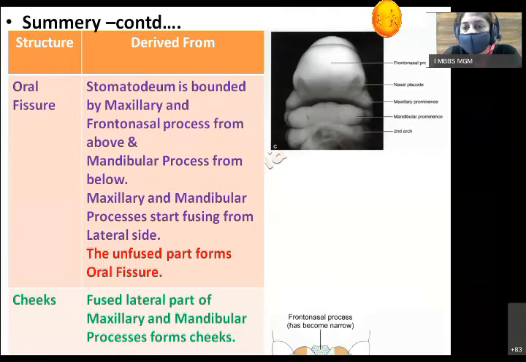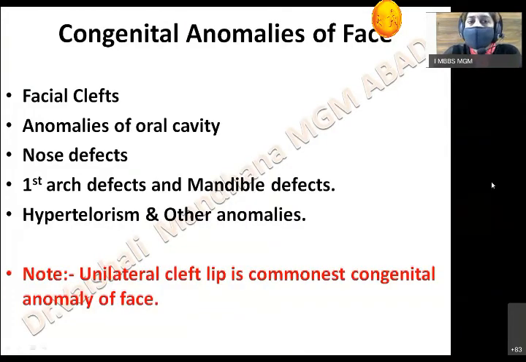Now coming to the congenital anomalies of the face, today's topic. There are some facial clefts. Non-fusion or incomplete fusion of different processes gives us facial clefts. Then anomalies of the oral cavity. Then nose defects, only external nose defects, because the nasal cavity will be seen in the next lecture. Then first arch defects, because the maxillary and mandibular processes are derived from the first arch, that is the mandibular arch. And hypertelorism and other anomalies.